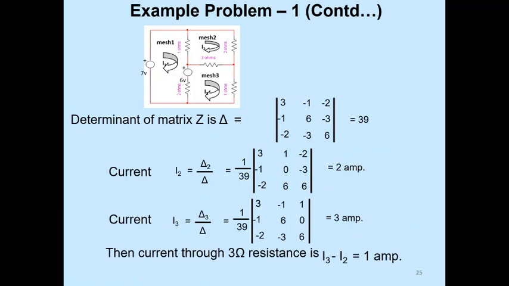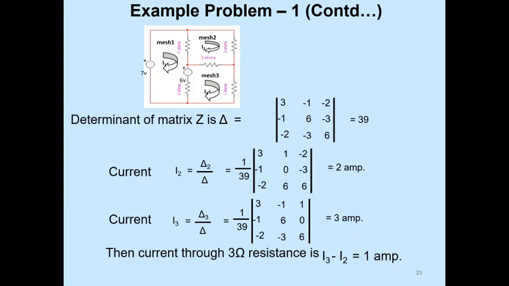And the current through the 3 ohm resistor is I3 minus I2, that is 1 amp. So in our problem, the question is the current through the 3 ohm resistor. So for the current through the 3 ohm resistor, we have to find out I2 and I3. So I3 minus I2 is equal to 1 ampere.